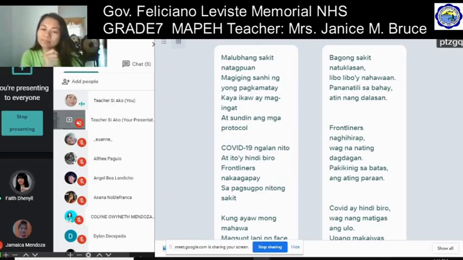COVID ay hindi biro, pag-iingat laban dito, kalinisan ay kailangan para maiwasan ito. Kaligtasan natin, pag-aasal ay tuloy, face mask ay suotin para iwas COVID-19.